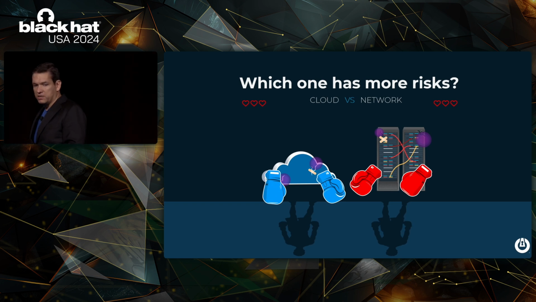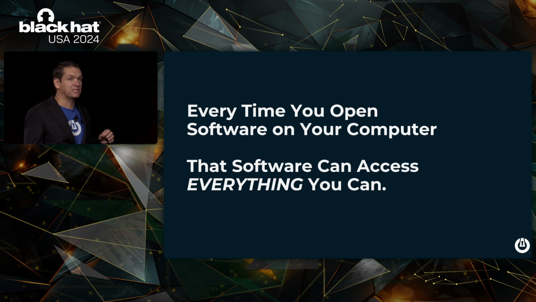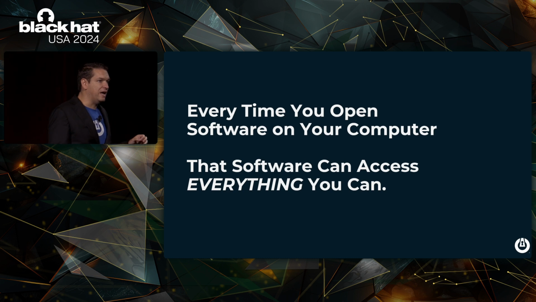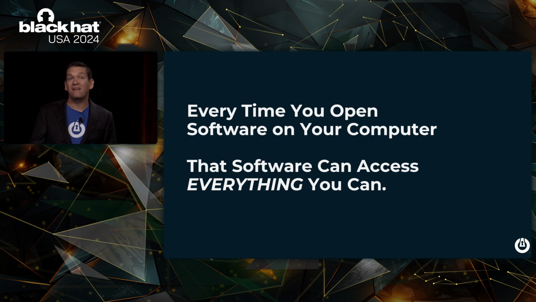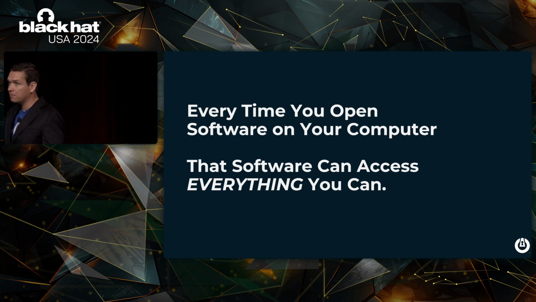So which one's more at risk? It doesn't really matter. At the end of the day, whether it's the cloud or whether it's your own network, when you run software on your computer, every time, that software has access to everything that the user who is running it has access to. So if you download a game, and that game is running under a user context, and that user context is the CFO, and that game has a backdoor or has a vulnerability, it can see all of your data. It can see all of the CFO's files. It can upload, it can encrypt them, it can steal them. Not saying it will, not saying it's intending to, but it could do.